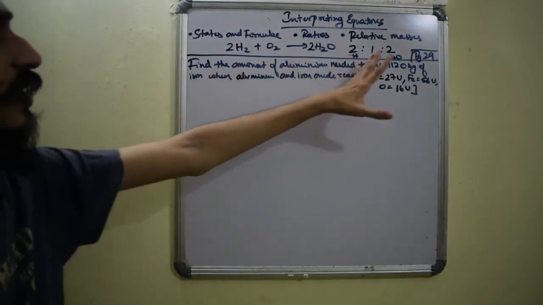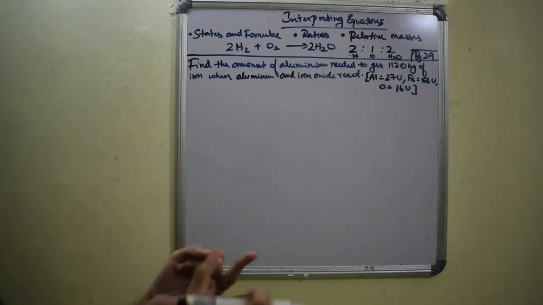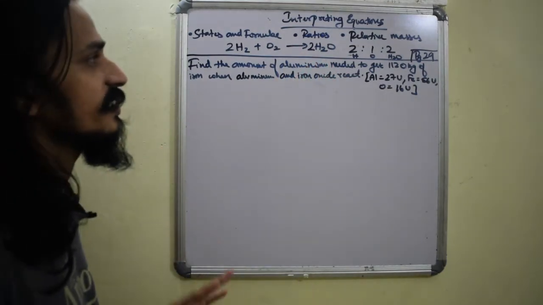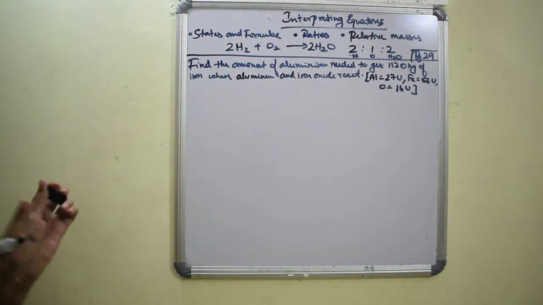Okay, now that 2 can apply to anything. It can be molecules, it can be atoms, it can be moles, a lot. For now, simply just remember it as ratio of how much quantity is needed.